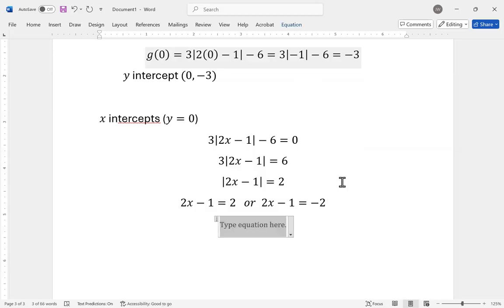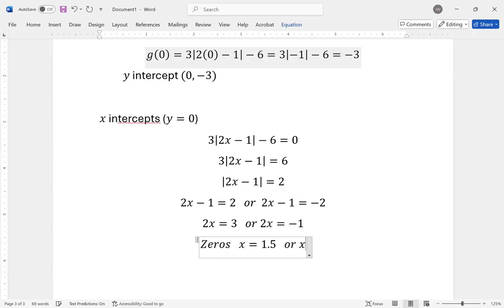Adding 1 to both sides, we get 2x equals 3, or 2x is equal to -1. I'll write my answers in decimals, but the zeros here are that x could be equal to 1.5, that's 3 divided by 2, or x could be equal to -1/2, or -0.5.